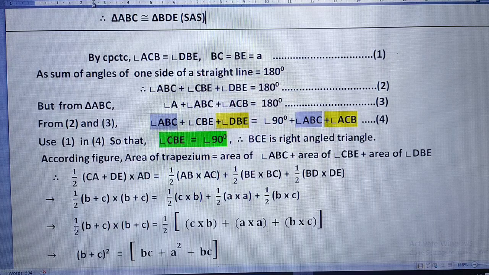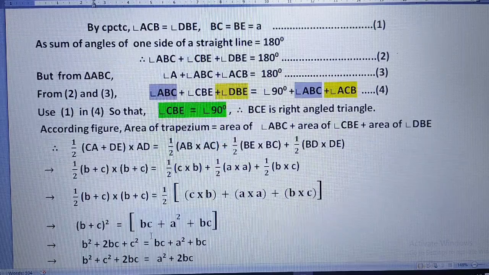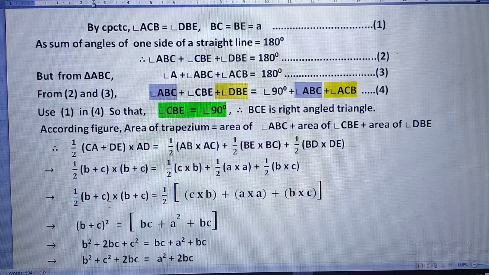The next step: half (b plus c) into (b plus c) is equal to the right hand side. Half is common to all three terms, so half [c into b plus a into a plus b into c]. Here both sides' half cancels, so it becomes (b plus c) whole square equals [bc plus a square plus bc].